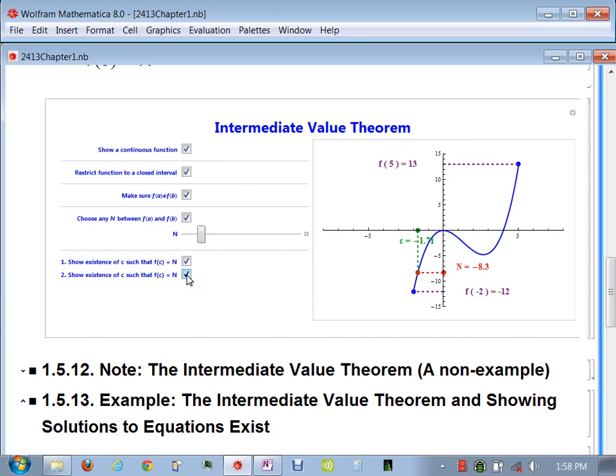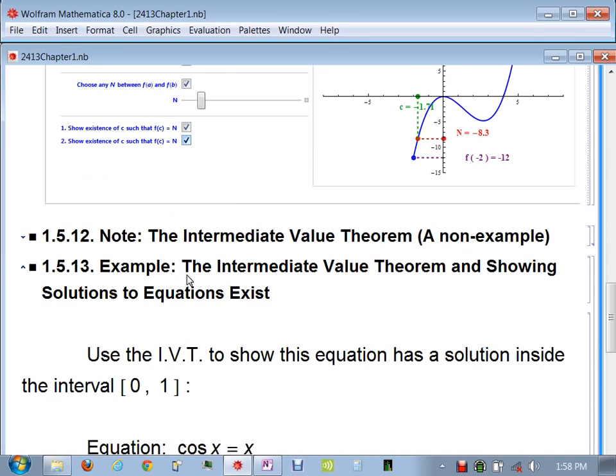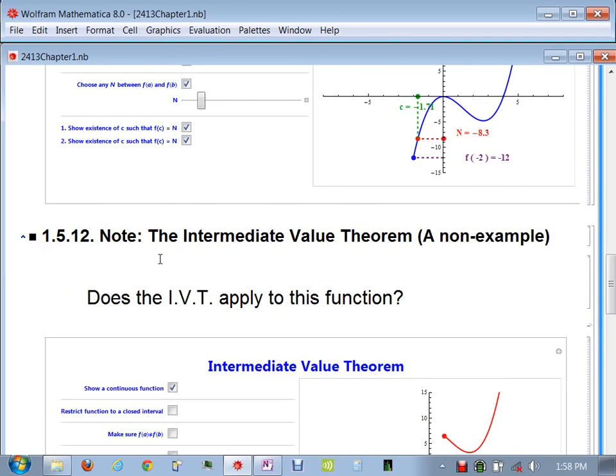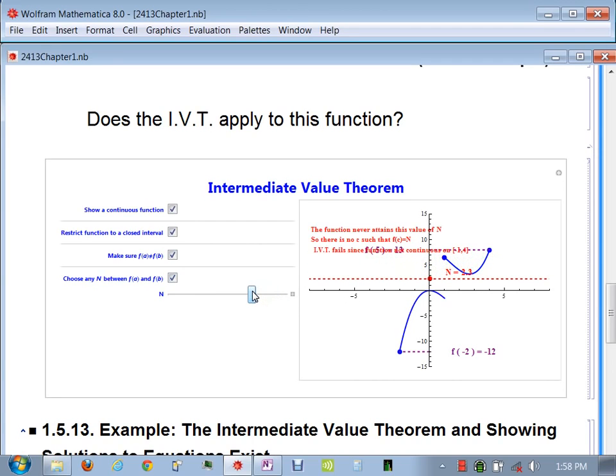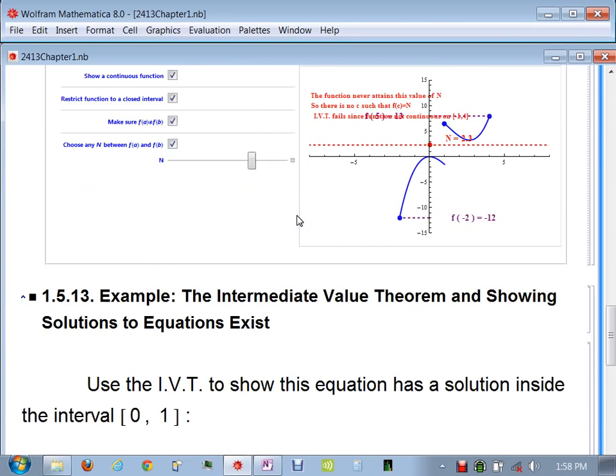When does the intermediate value theorem break down? When the function's not continuous. When you have a jump discontinuity like this, because if I try and pick a value right there, there's no part of my function that ever hits that value. But that function's not continuous, right? Okay. That's what the intermediate value theorem said.